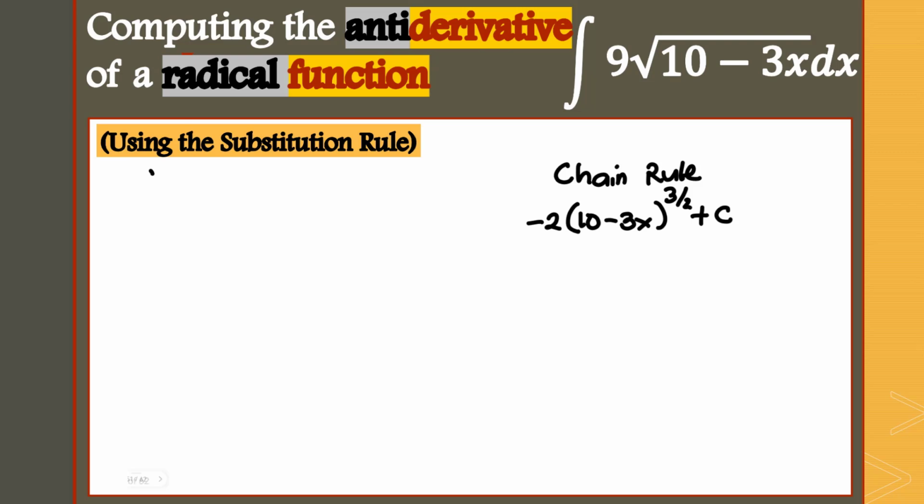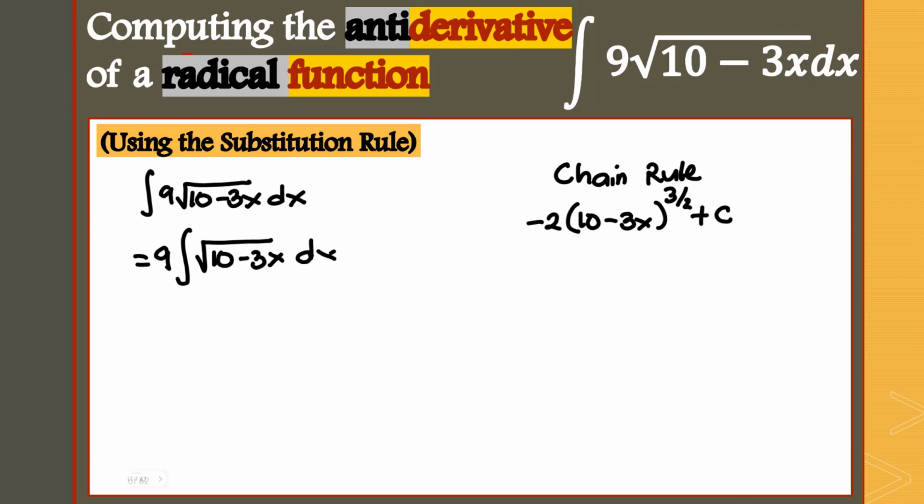So we have here the integral of 9 times the square root of 10 minus 3x dx. Before using the substitution rule, let's take out 9, and then the integral of the square root of 10 minus 3x dx. And to make it easier, instead of a radical expression, let's make it an expression with fractional exponent: (10 minus 3x) to the power of 1/2, that's for the square root, dx.